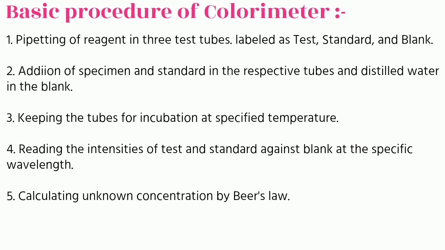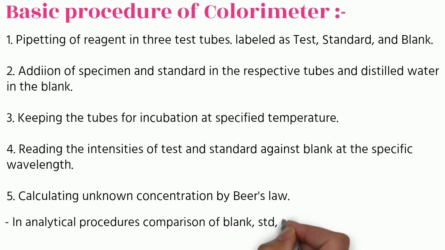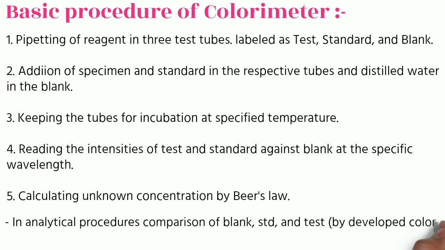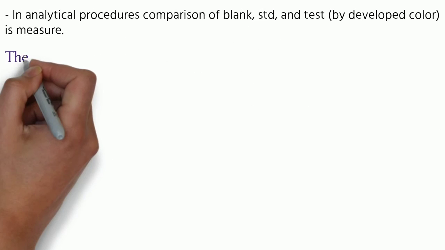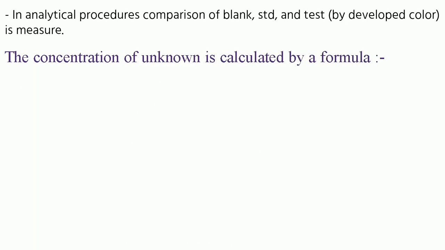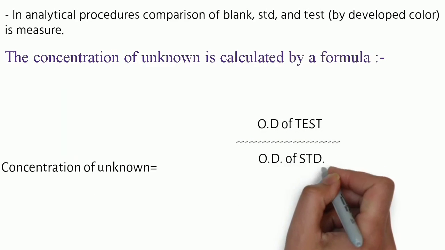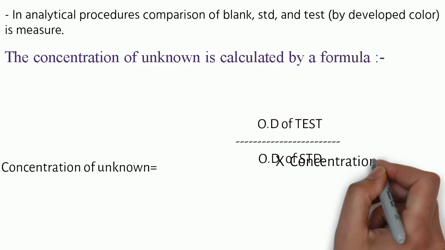In the analytical procedure, the comparison of blank, standard, and test is made by the developed color, which is measured. So according to the color we will analyze this procedure. Then the concentration of the unknown is calculated by a formula: concentration of unknown is equal to OD of test divided by OD of standard, multiplied by the concentration of standard.